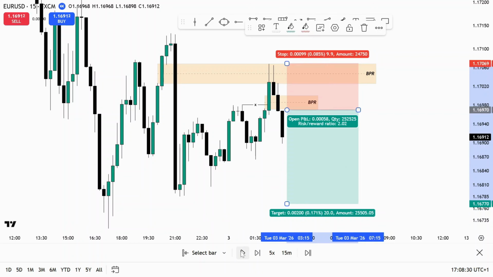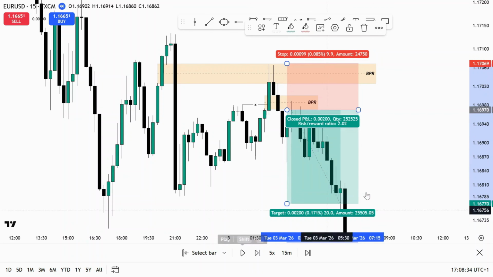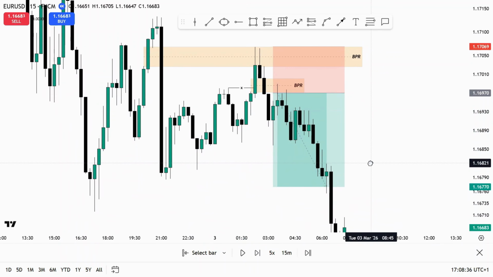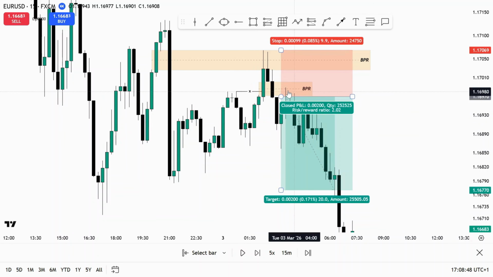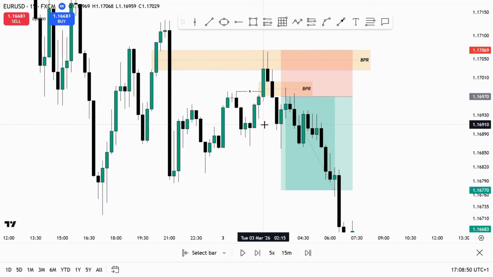Price came back into the balanced price range, respected it, and then moved strongly to the downside. Again, this comes back to context. We had a liquidity sweep, a reaction from a key level, displacement, and a clean, balanced price range. That's a complete story, and when you see setups like this, those are the ones you want to focus on.